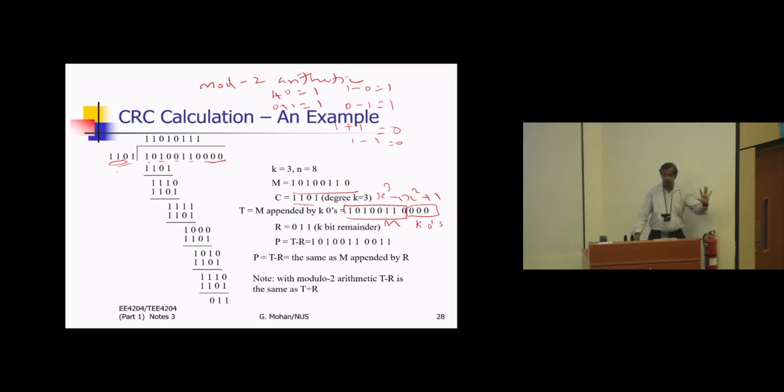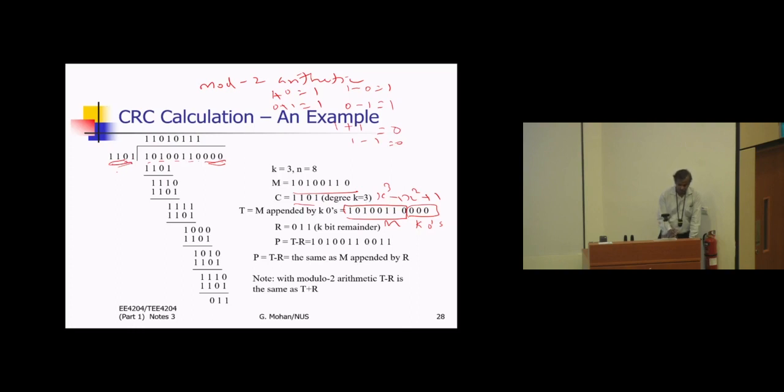That's equivalent to polynomial division. Don't worry about it. We are not looking at polynomial division. That would be extremely hard. So we are going to carry out binary division, but with modulo 2 arithmetic. How do we do this? First step, add 3 zeros. Then now we are going to divide.